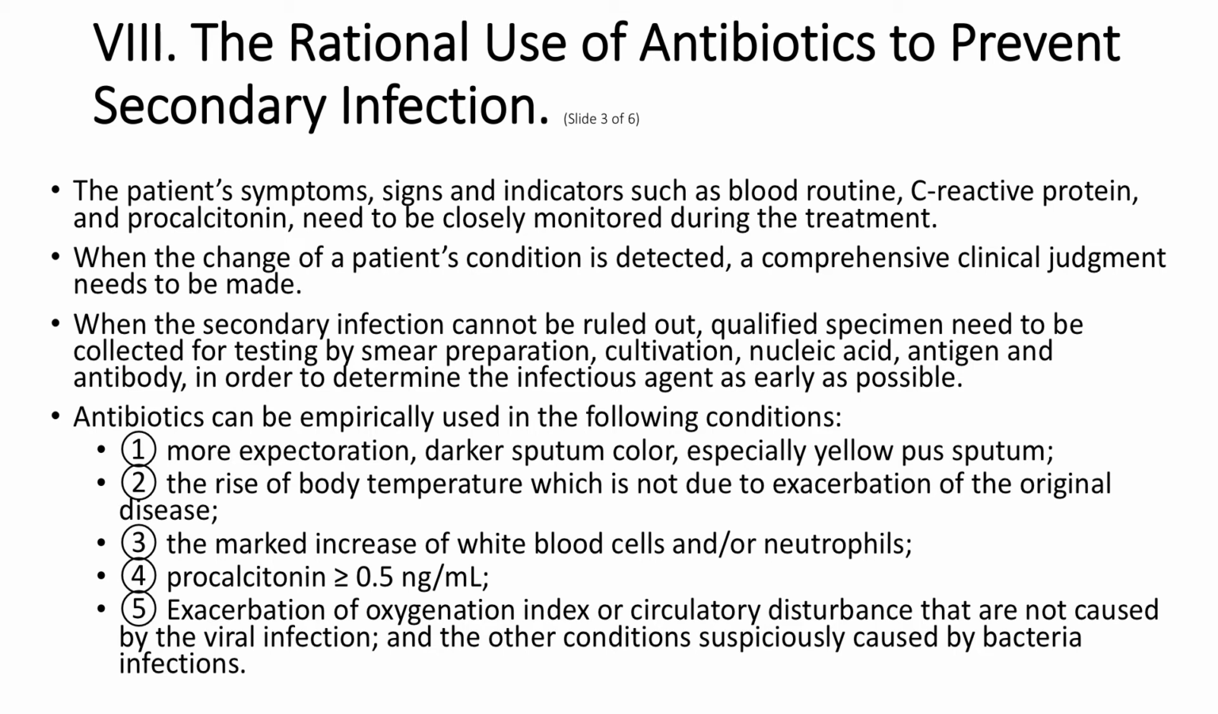Antibiotics can be empirically used in the following conditions. 1. More expectoration, darker sputum colour, especially yellow pus sputum. 2. The rise of body temperature which is not due to the exacerbation of the original disease. 3. The marked increase of white blood cells and or neutrophils. 4. Procalcitonin greater than or equal to 0.5 nanograms per milliliter. 5. Exacerbation of oxygenation index or circulatory disturbance that are not caused by the viral infection and the other conditions suspiciously caused by bacterial infections.